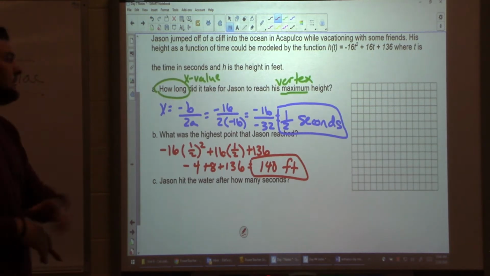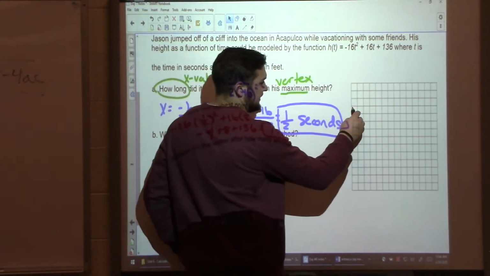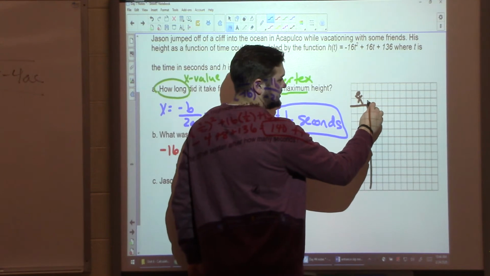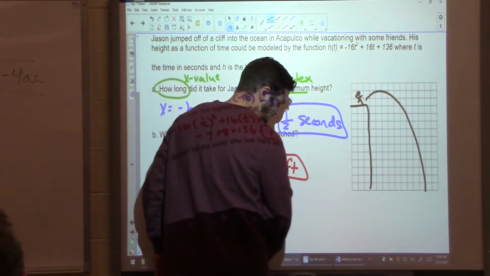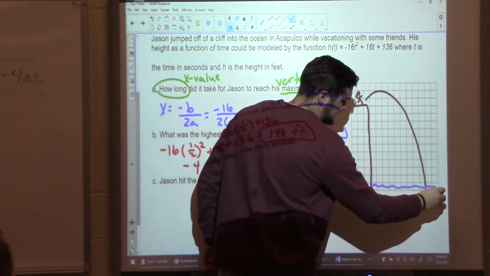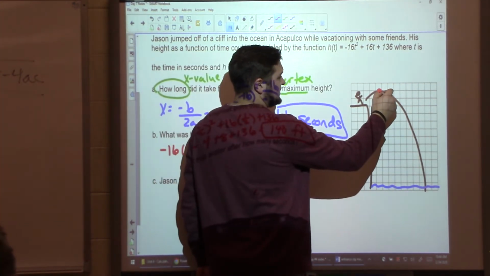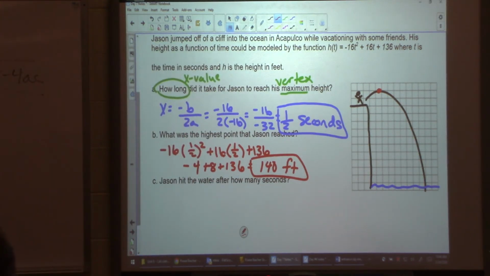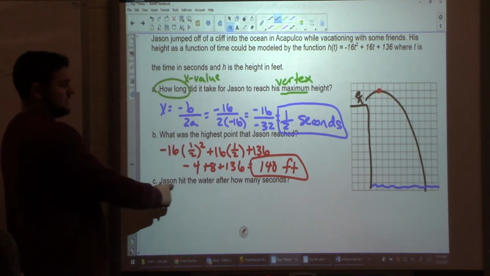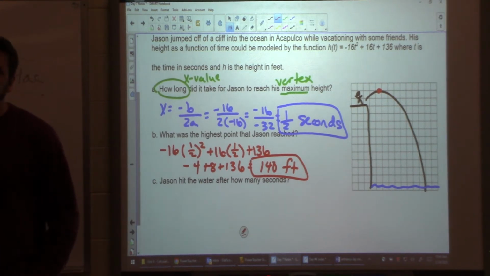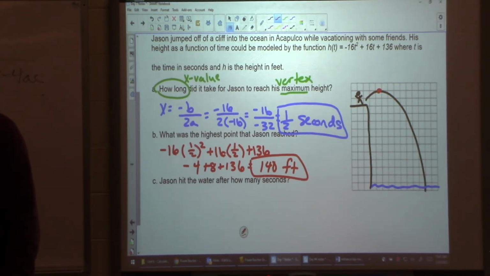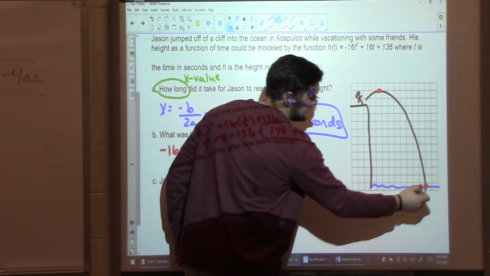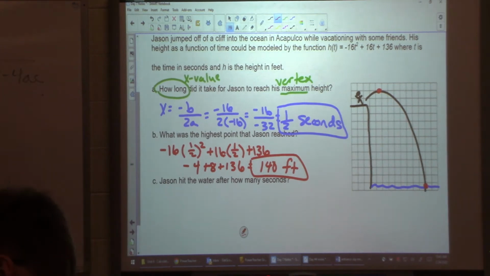We're not actually going to graph it. I'm going to draw a picture here in a second though. So like, here's my cliff. I can jump that high. Here's Jason. Not an artist. He's jumping. He's on his way back down to the water. So we found how long it took him to get to that point and how tall that point was, right? Well, the next step in our problem is, Jason hits the water after how many seconds? The half second was his maximum height, so that was when he got to here. So we want to know when he gets to the bottom there. How do we figure that out?